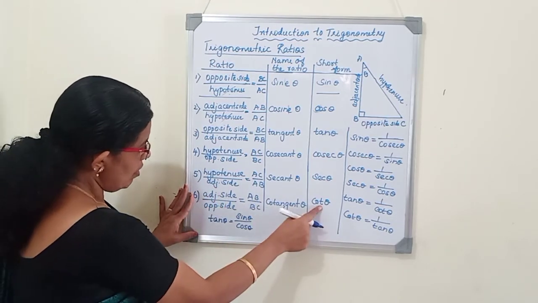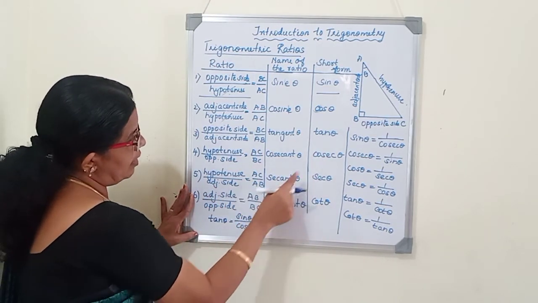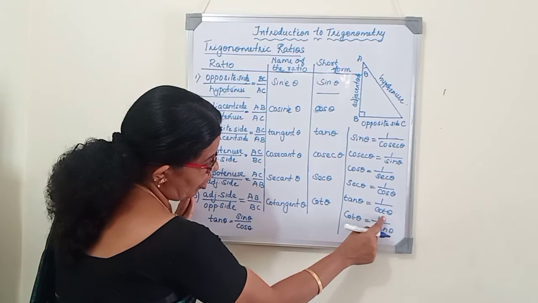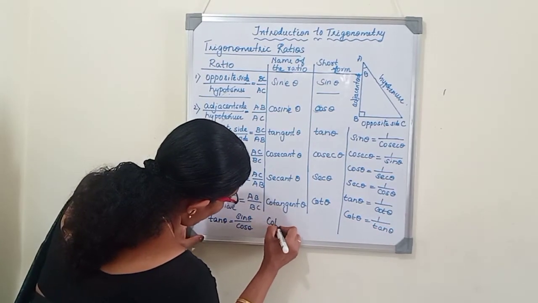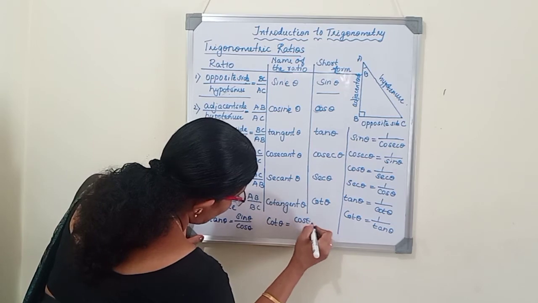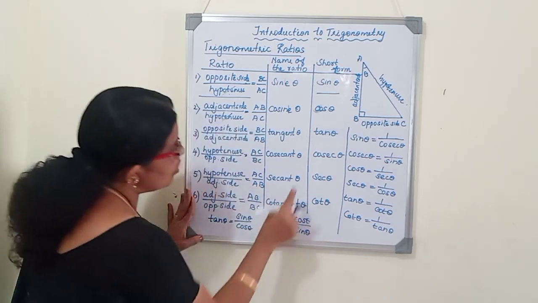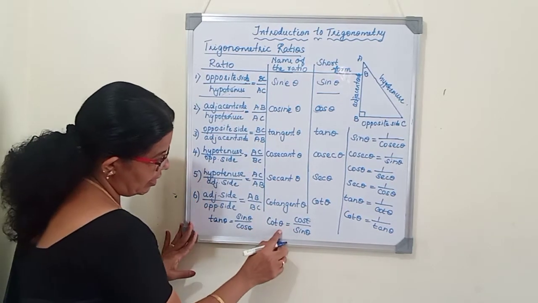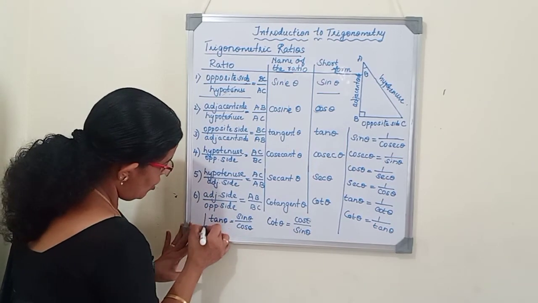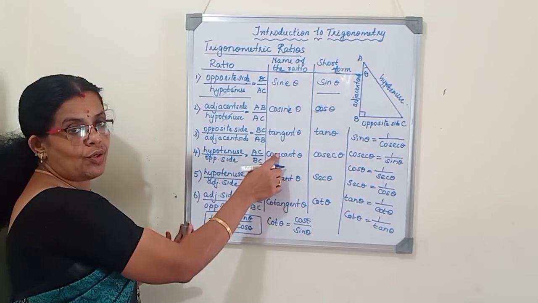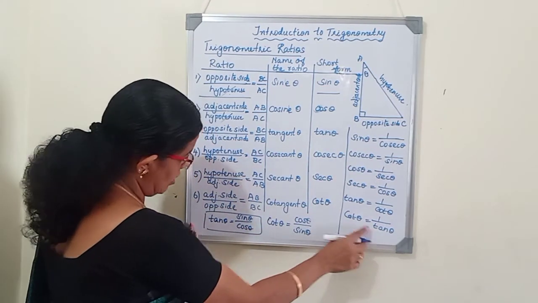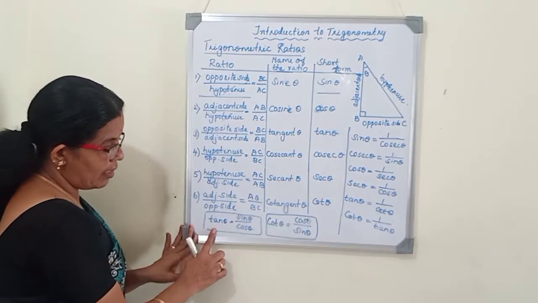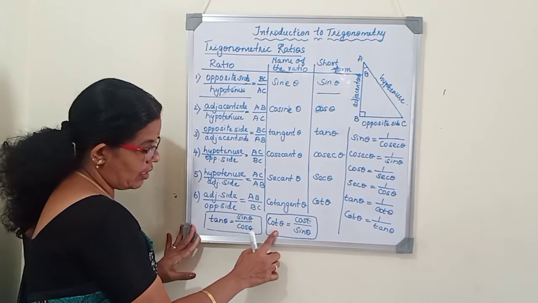See here, for cot theta, cos theta by sin theta, that is reverse it will come. Sin theta by cos theta is tan theta. Cot theta is the reciprocal of tan theta. Therefore, we can write cot theta will be cos theta by sin theta. If you divide cos by sin, we will get adjacent side by opposite side, and that is cos theta by sin theta. So here itself you have to learn 6 ratios, 6 reciprocal formulas and 2 more formulas: sin theta by cos theta is tan theta and cos theta by sin theta is cot theta.